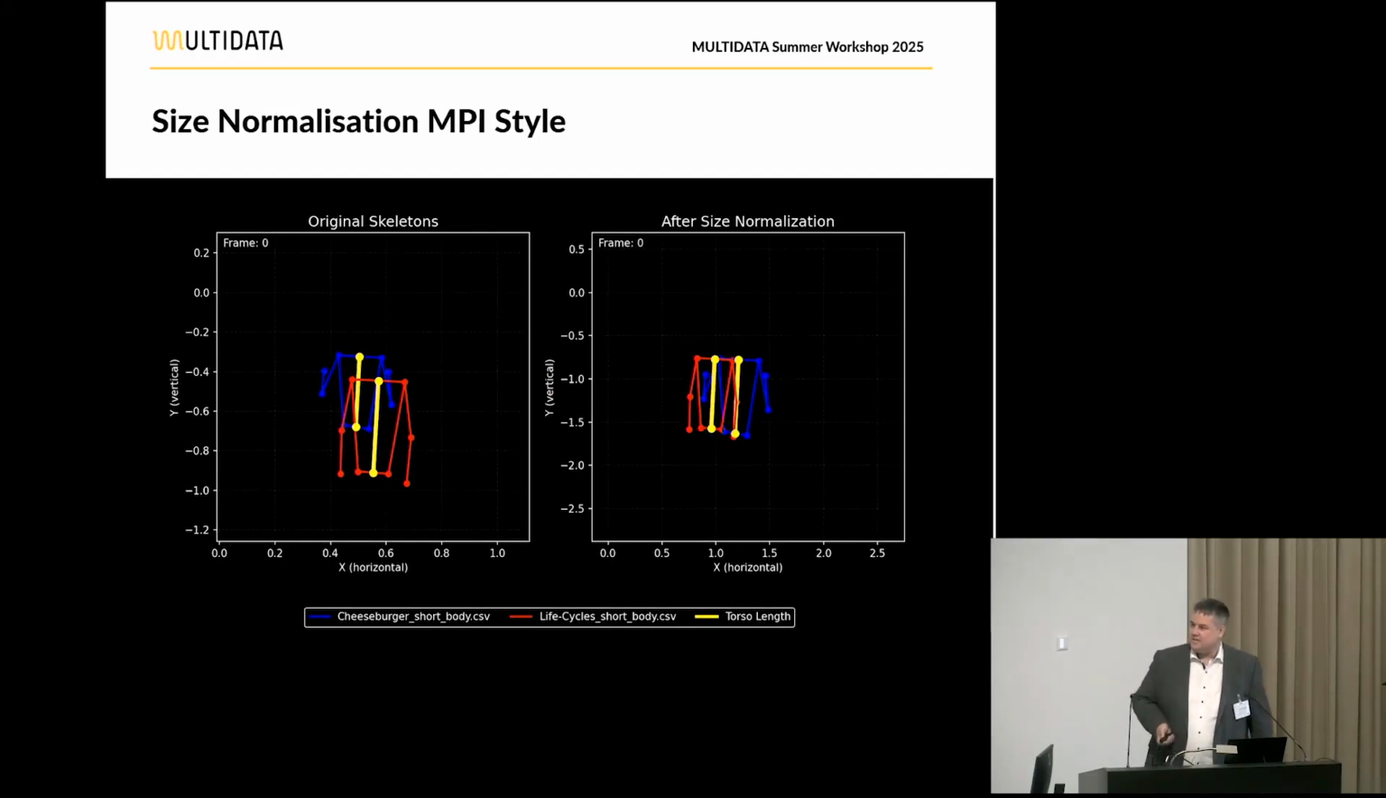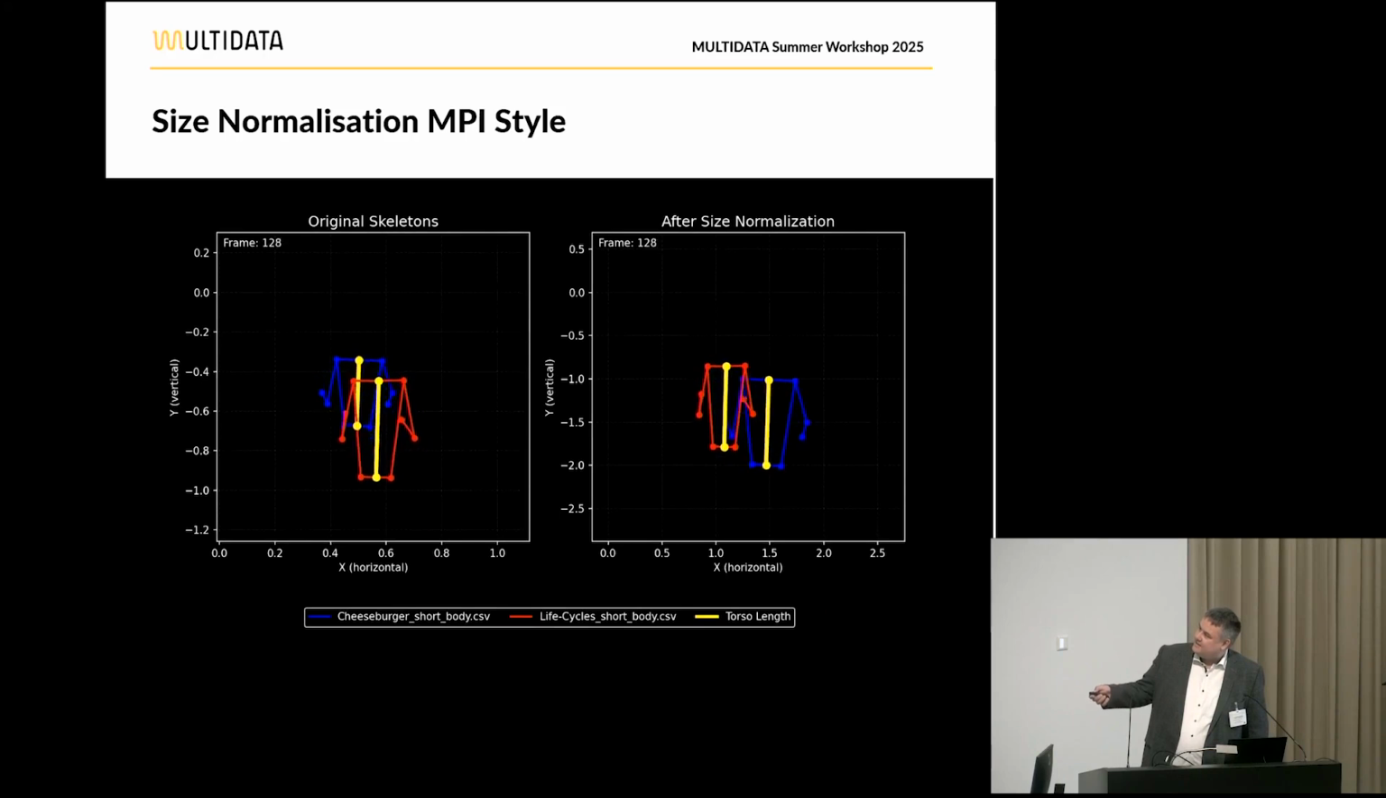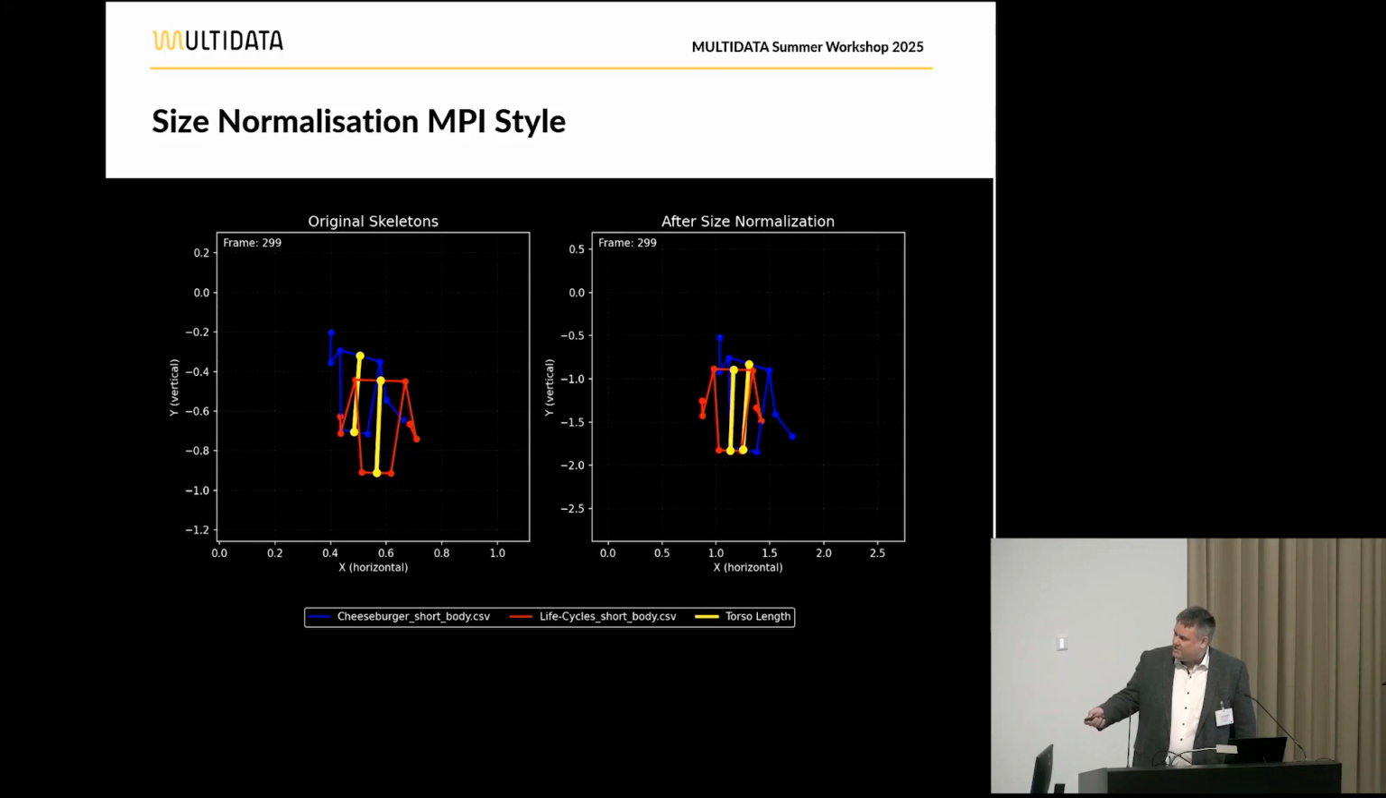Now, the size normalization, MPI style, looks something like that. This is shamelessly copied from Monica Kanakanti's slides. You see here that these people are zoomed in to always be the same size. Here they are not. So this is from 2 different videos. For some reason, it's the cheeseburger video and the life cycles video. Don't ask me. More details, I think, later.